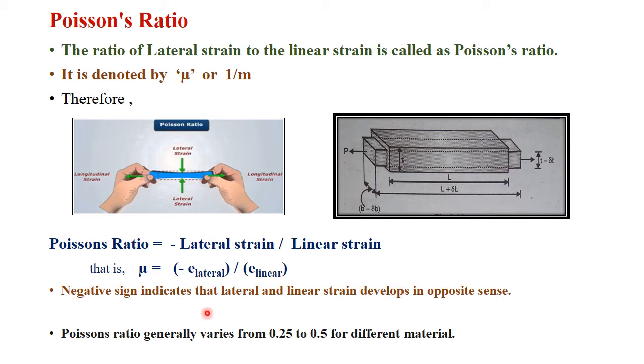The negative sign indicates that the lateral and linear strain develop in the opposite sense. Poisson's ratio generally varies from 0.25 to 0.5 for different materials.